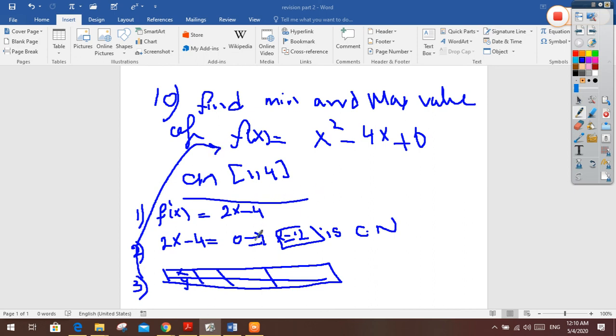Okay, the left end here, the critical number 2, and the right end here. Replace in the original function: 1 gives 3. 2, if you replace, gives negative 4, 4 minus 8, negative 4, it will be 2. If we replace by 4, 16 minus 16, 0, it will be 6. The greatest value is the maximum value. The least value is the minimum value.